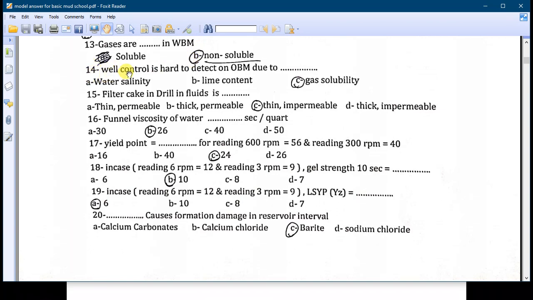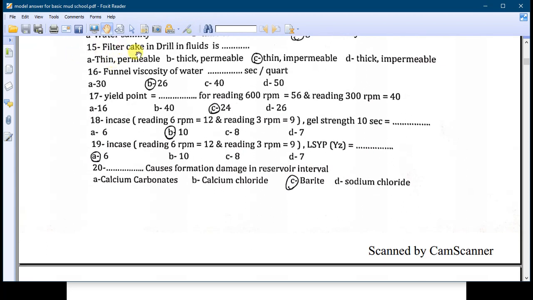Number 14, well control is hard to detect in oil-based mud. Why? In oil-based mud, due to the water salinity? No. Due to the lime content? No. But due to the gas solubility. The gas is soluble, and you will not detect the kick unless the gas expands and becomes at the surface. So this is a very important question in well control.